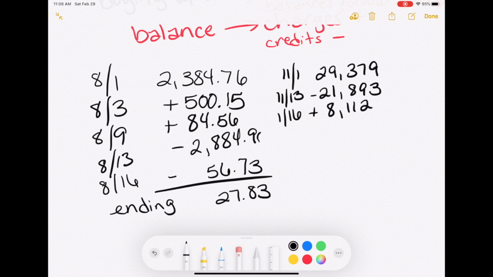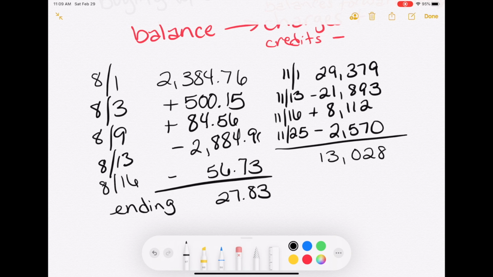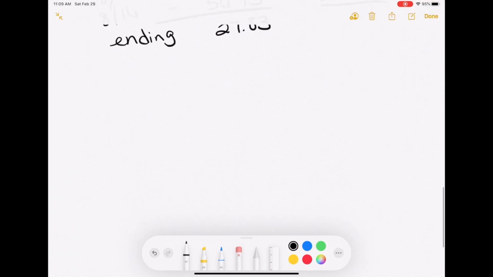And on November 25th, there was a credit memo of $2,570. What is the account balance at the end of the month? I get an ending account balance of $13,028. Okay. All right, so those are all of the sections.